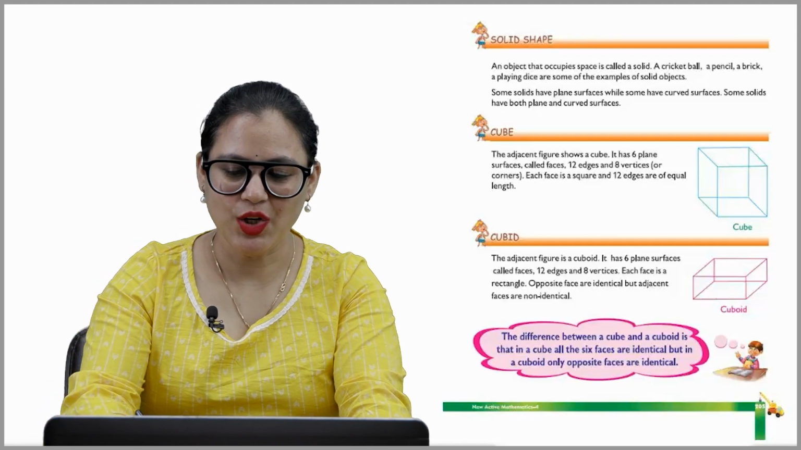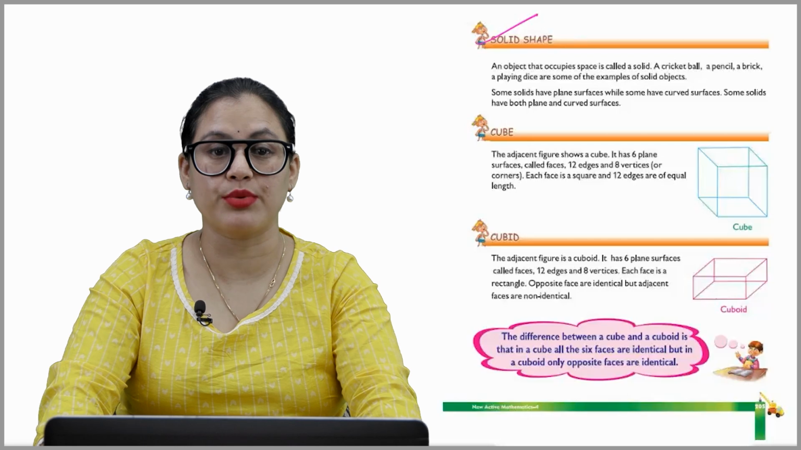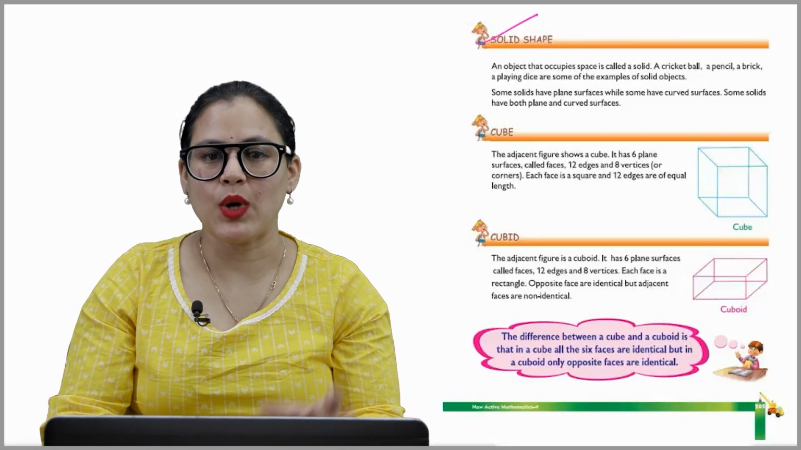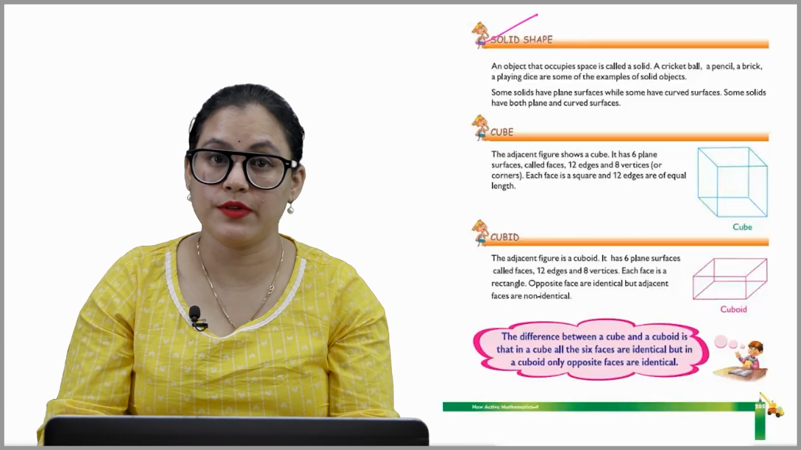Solid shape. An object that occupies a space is called a solid. A cricket ball, a pencil, a brick, a playing dice are some of the examples of solid objects. Some solids have plane surfaces while some have curved surfaces. Some solids have both plane and curved surfaces.